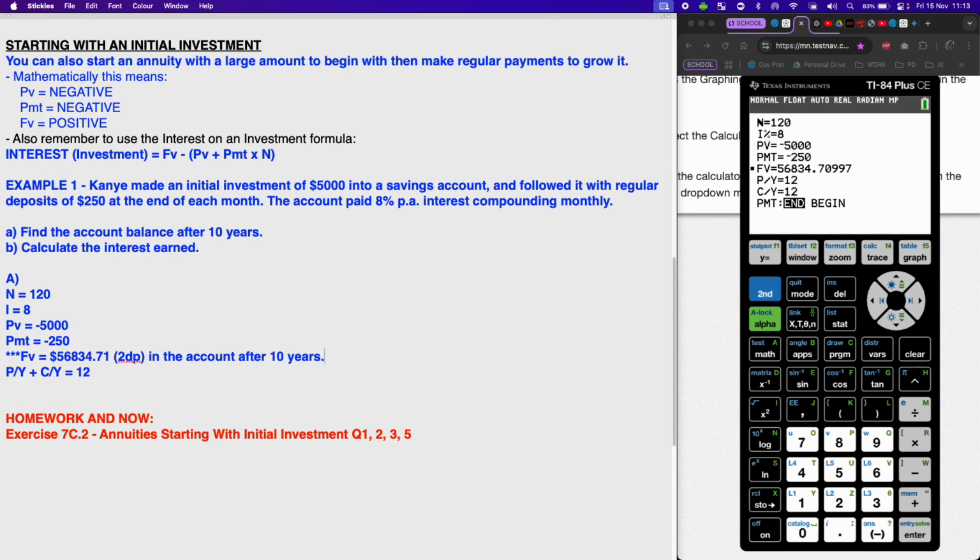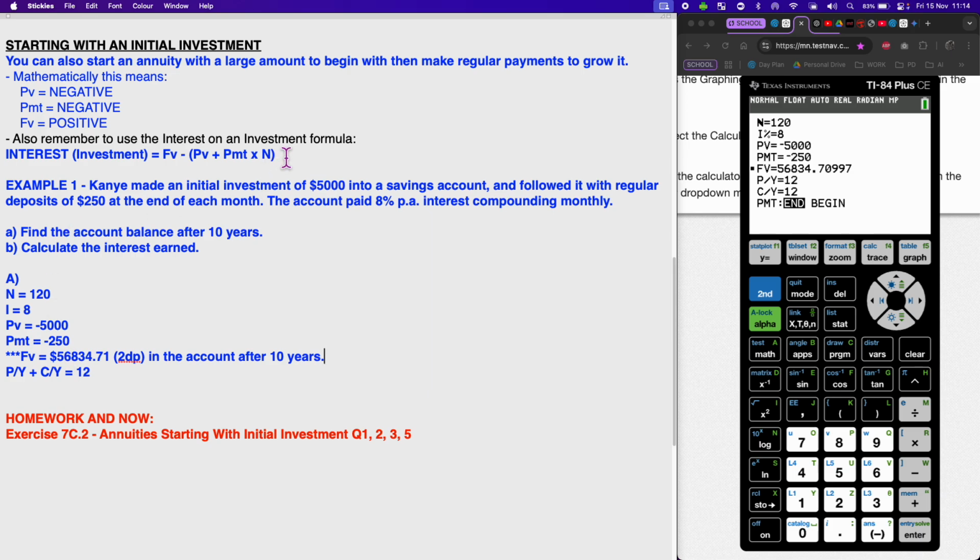It's not that good though, because we're not working out the interest. We're just working out what he put in the bank. That's not that massive when you figure, did he start off with putting $5,000 of his own money in the first place? Yeah. He also put in 120 payments of $250. That adds up over time.